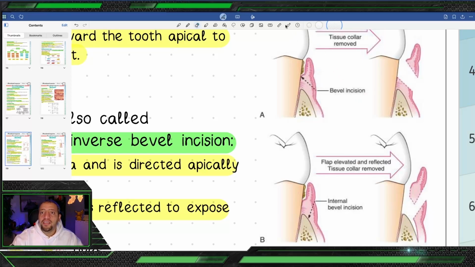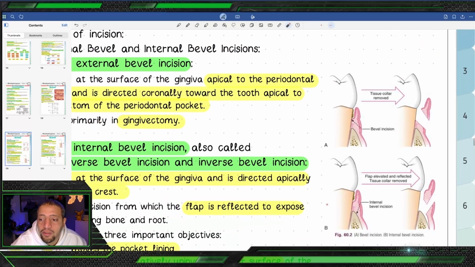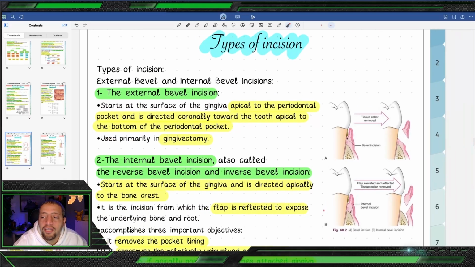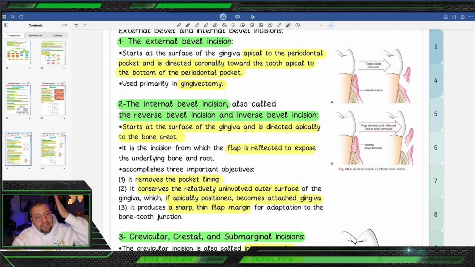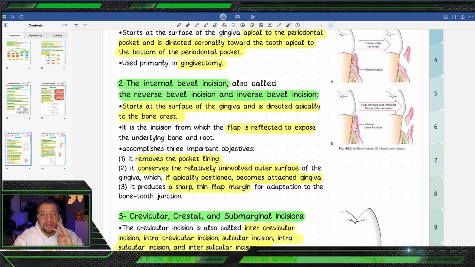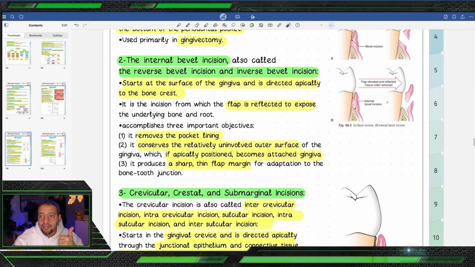And for sure this technique is way easier than this one. This one you're cutting this way, this is like a nightmare. Think about not enough attached gingiva, and you are cutting in an apical direction. Okay, so you start at the surface of the gingiva and then direct it apically. If the incision is one from which the flap is reflected to expose the underlying bone and the root, it accomplishes 3 important objectives. First, we remove the pocket lining, so we remove the diseased part of the pocket, and conserve the relatively uninvolved outer surface of the gingiva, which, if apically positioned, becomes attached gingiva.